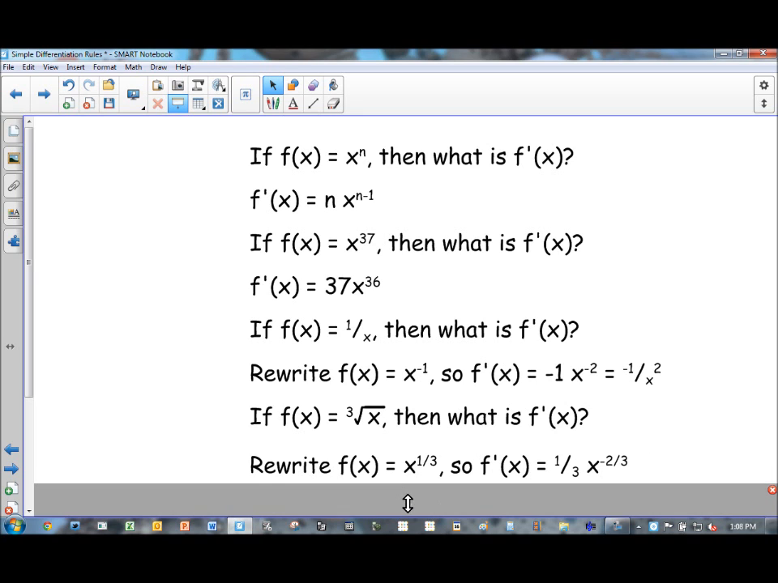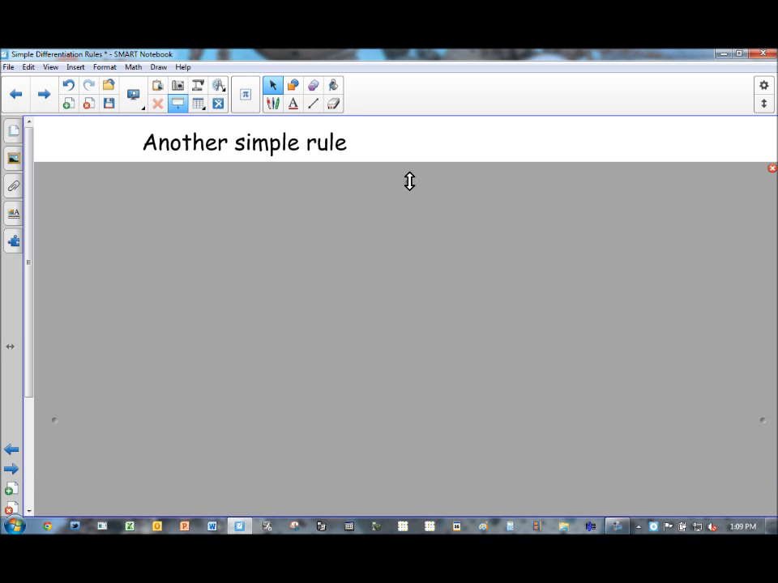That rule only applies if you've got x, a variable, to the n, some number n. Don't think that you can apply it to something that's close to that but not exactly like that. You can only use that rule for these types of functions. All right, here's another simple rule.